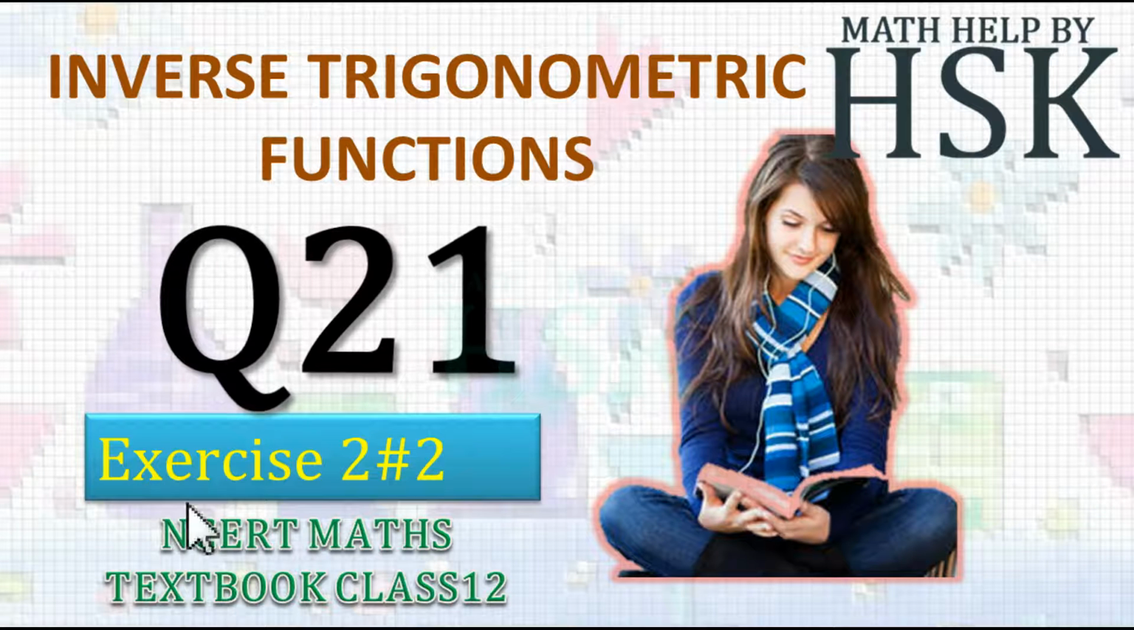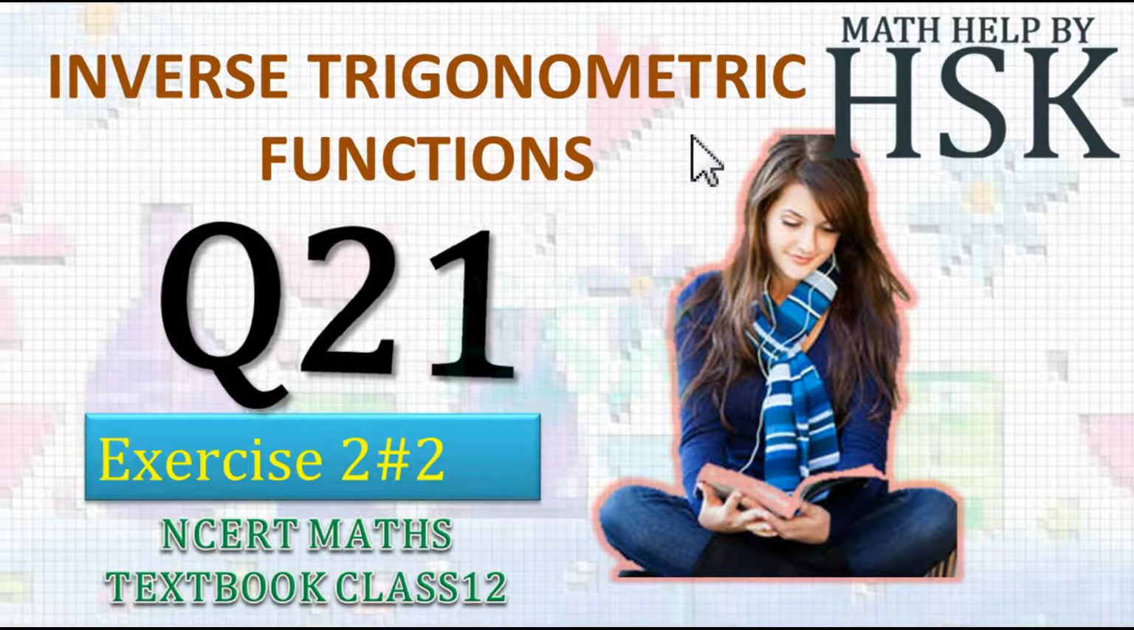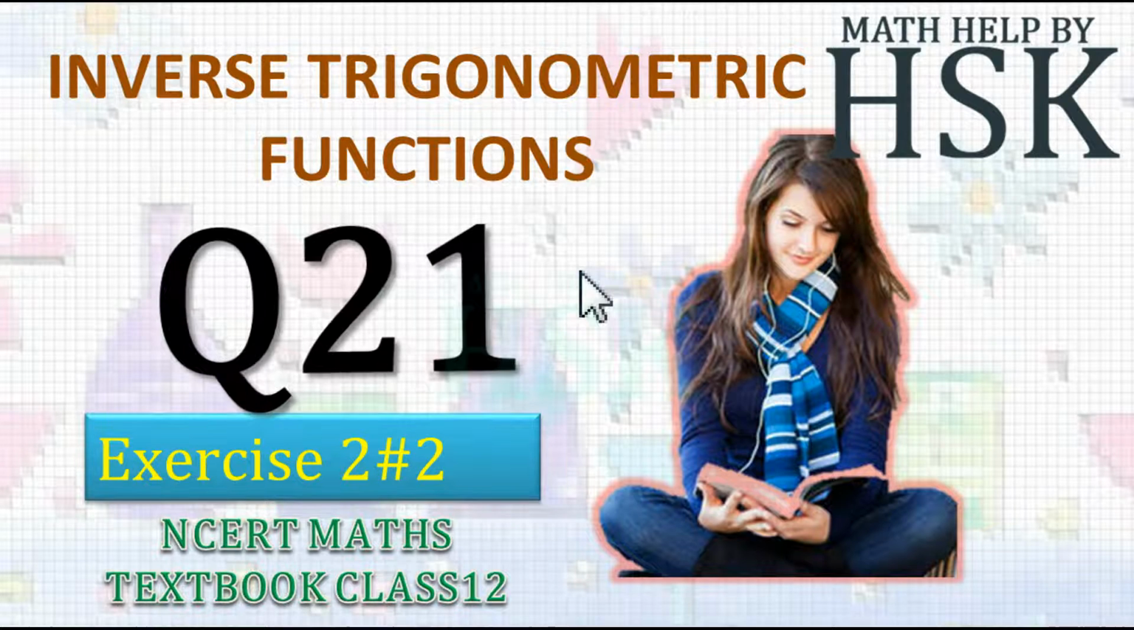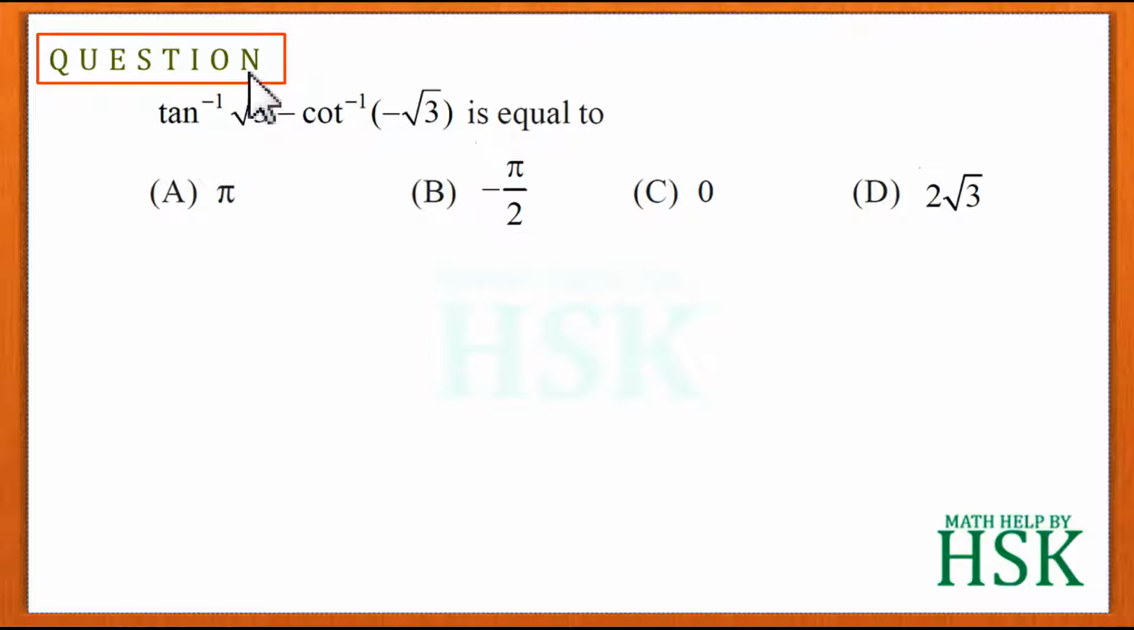Taking question number 21 of exercise 2.2 of inverse trigonometric functions. It is an objective question and we have to tell tan inverse of root 3 minus cot inverse of minus root 3 is equal to which of the following options. So to solve this question, first of all I am going to simplify these two values and simplify further to get the answer. It is quite simple.